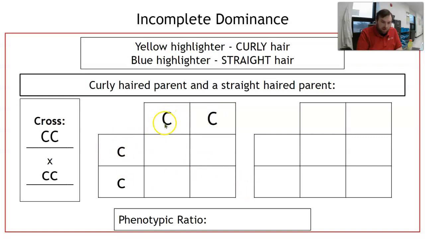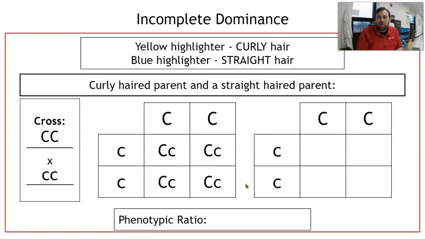And if we drop all the capital letters down and all the recessive letters through, you should get 4 of the same genotypes here, capital C, lowercase c, in every single box. When we go to figure out how this affects our phenotypes, you could probably see right away that these are all heterozygotes, but in this case the heterozygote is going to be a mix between the 2.